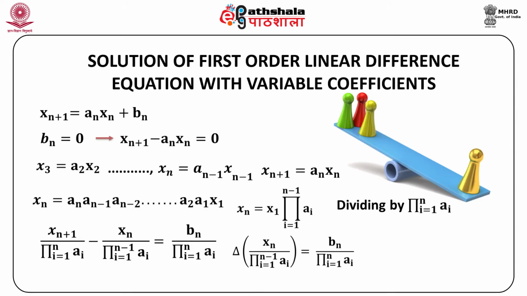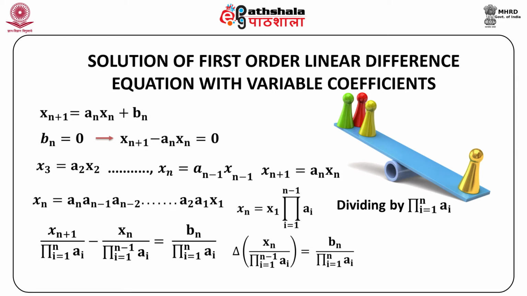We now consider the most general form of linear difference equation of first order, given by xn+1 = an xn + bn. This is equation 3, where an and bn are given functions of n. If bn = 0, then the equation becomes a homogeneous equation given by xn+1 - an xn = 0, which is equation 4. The general solution of 3 consists of the sum of the solution of the homogeneous equation given by 4 and a particular solution of the non-homogeneous equation given by 3.